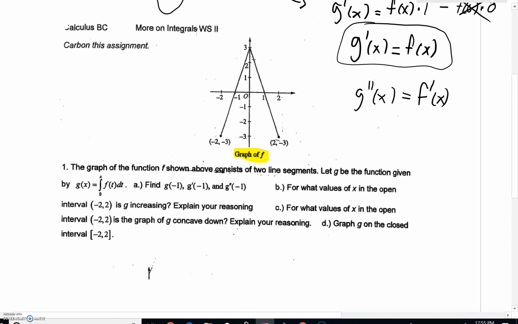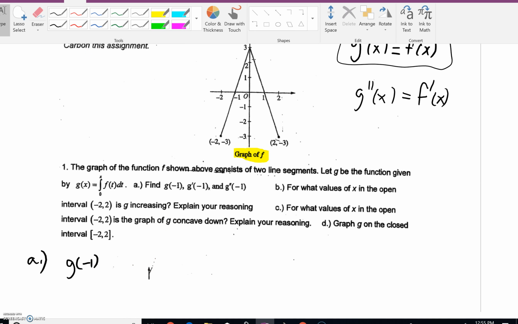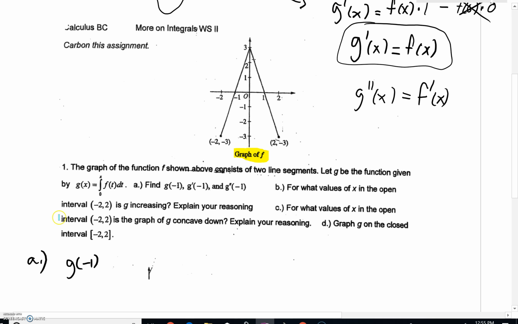So, wow, as we look through this, we can begin now to answer part A, and part A has three distinct little portions to it. It says, first off, could we find g of negative 1? Well, g of negative 1, like I was saying before, whatever you have for x right in here, that's what your upper bound is going to be. So this is going to be the integral from 0 to negative 1 of f of t dt.